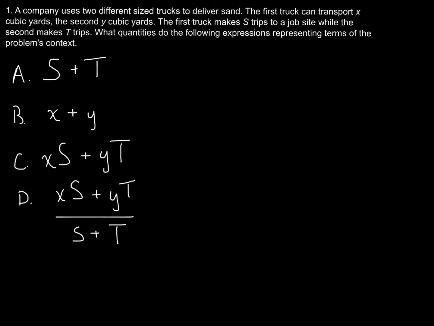A company uses two different size trucks to deliver sand. The first truck can transport X cubic yards, the second Y cubic yards. The first truck makes S trips to a job site, while the second makes T trips. What quantities do the following expressions represent in terms of the problem's context?